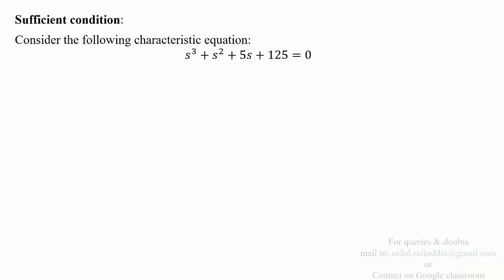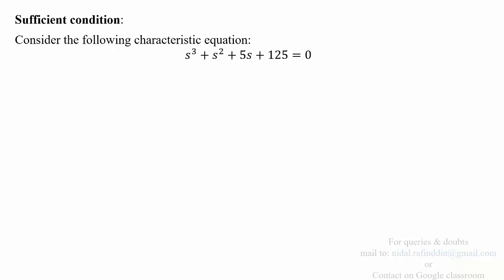After finding that the system satisfies the two necessary conditions, then comes the sufficient condition, which is also necessary in order for any system to be concluded as stable or unstable. For example, if we look at this particular characteristic equation, this is the equation that represents a system, and it is designed to conclude whether the system is stable or not.